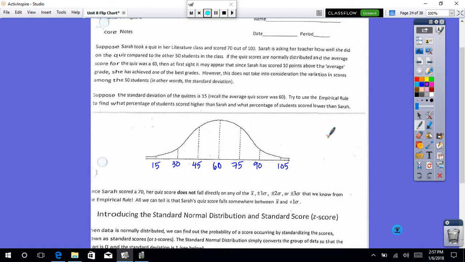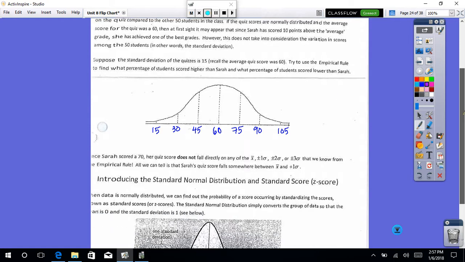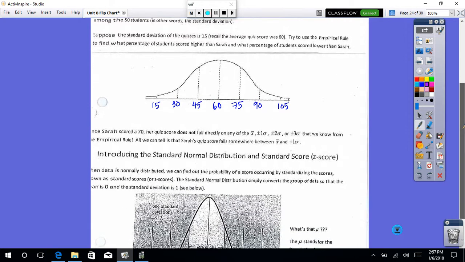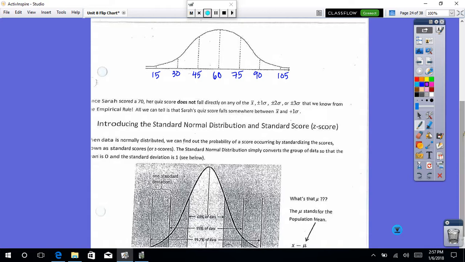What I can do is calculate something called the z-score. It's a really easy calculation. My paper's actually cut off. Hang on one second. Okay, so we have to calculate Sarah's z-score. Again, our little formula got cut off right here, so I'm going to write it up here.